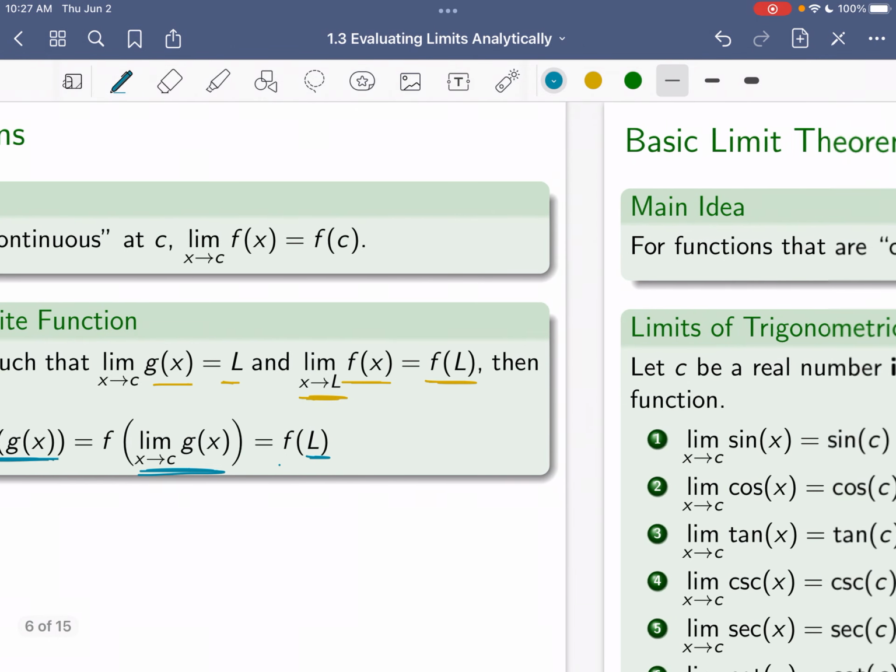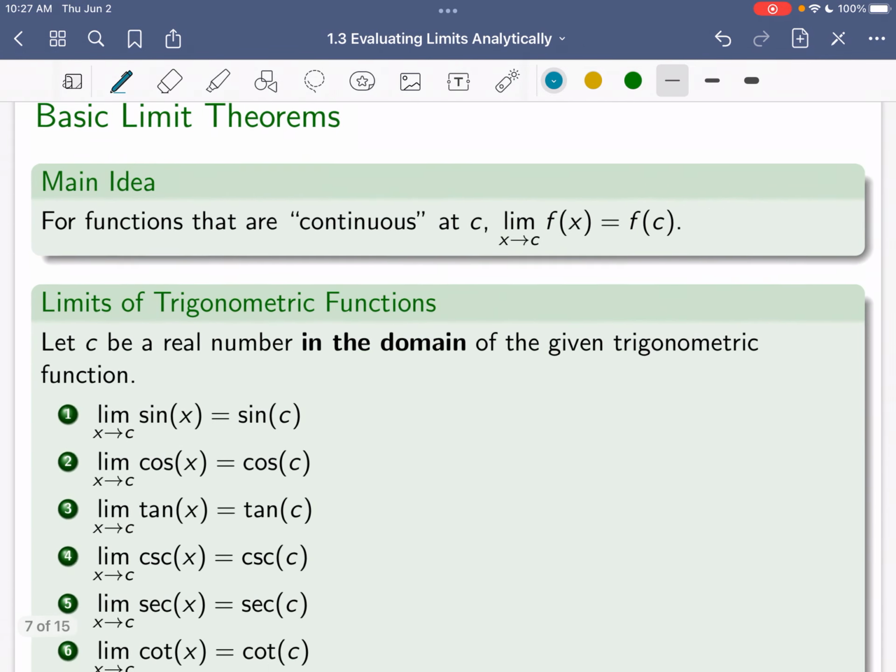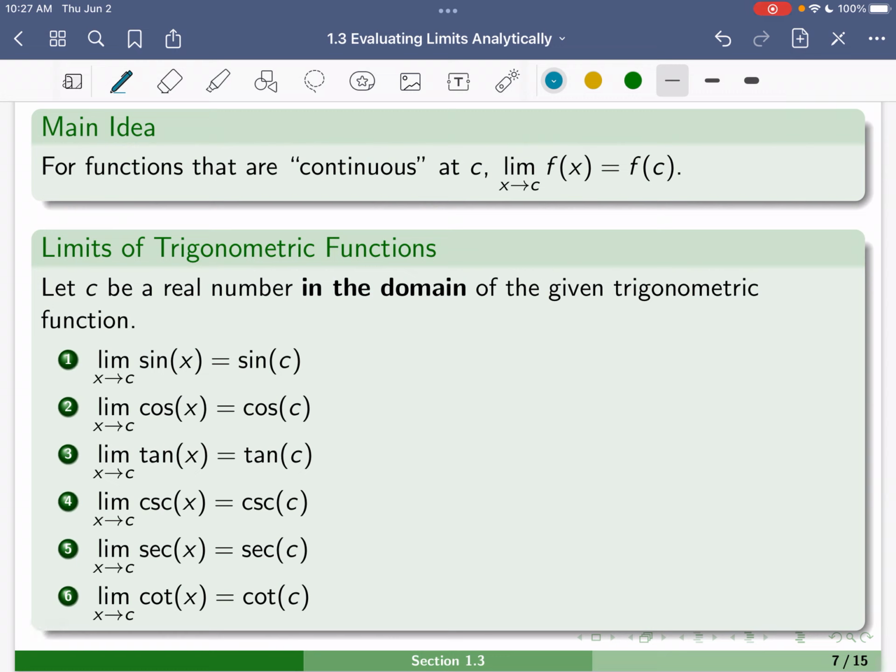We also have a bunch of limit theorems dealing with trig functions. So for trig functions, if we let c be a real number in the domain of the given trig function, so it needs to be in the domain. You can think back to domains for sine and cosine. The domain is all real numbers.